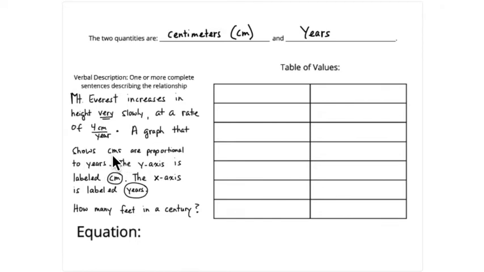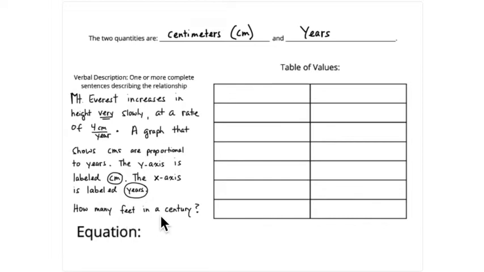So you want centimeters that are proportional to years. So if I write it that way, that means that it's centimeters per year. And that means that the y-axis is going to be labeled centimeters. And the x-axis is going to be labeled years. Centimeters per year, y per x.